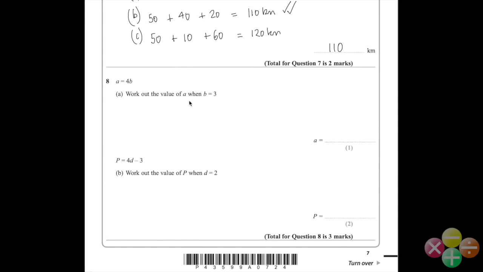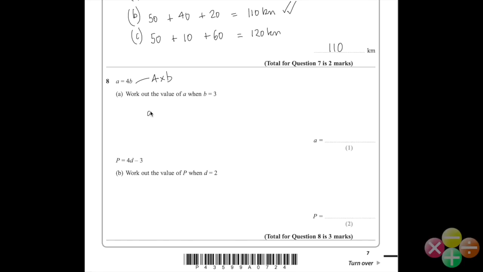Work out the value of A when B equals 3. So what we have to do here is substitute our value of 3 for B into the formula. So we're going to replace the letter B with the number 3. Now remember that 4B means 4 times B, because when you have a number in front of a letter in algebra we don't actually write the multiply in between, but it is there.